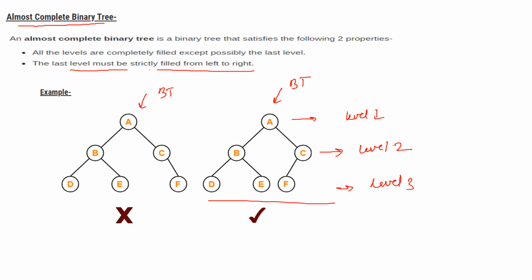Now check out this other example. Now at level 1 we have root, right? Level 2 we have two children of root. Next level 3, right? The first level is completely filled. Second level is also completely filled. The third level we have to check it. It must be filled from left to right, right? See here, but the left node is missing here, right? Right is present, left is missing. So that's why this is not almost complete binary tree.